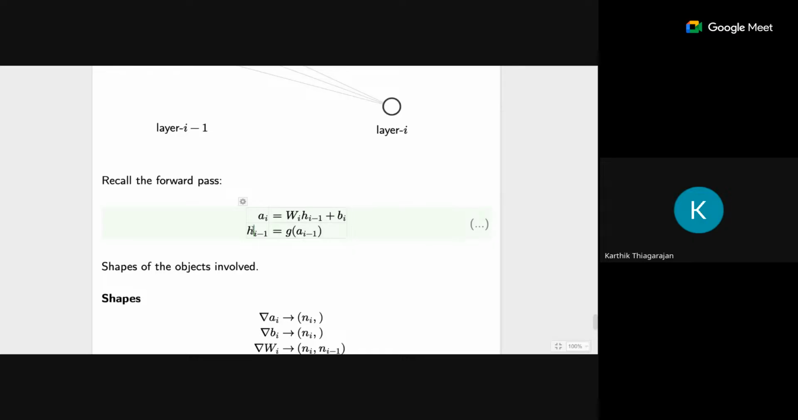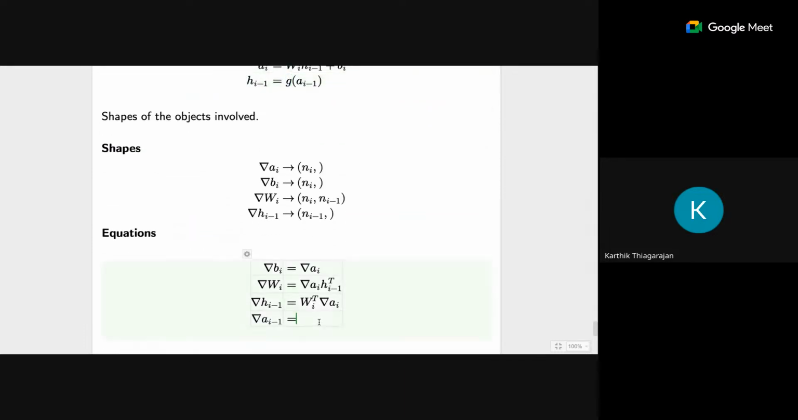So if I want the gradient with respect to a_{i-1}, then by chain rule, the gradient of g will come in somewhere. So this is nothing but whatever gradient you already have, multiplied by this, which is what is called an element-wise product, right? This is not too hard.